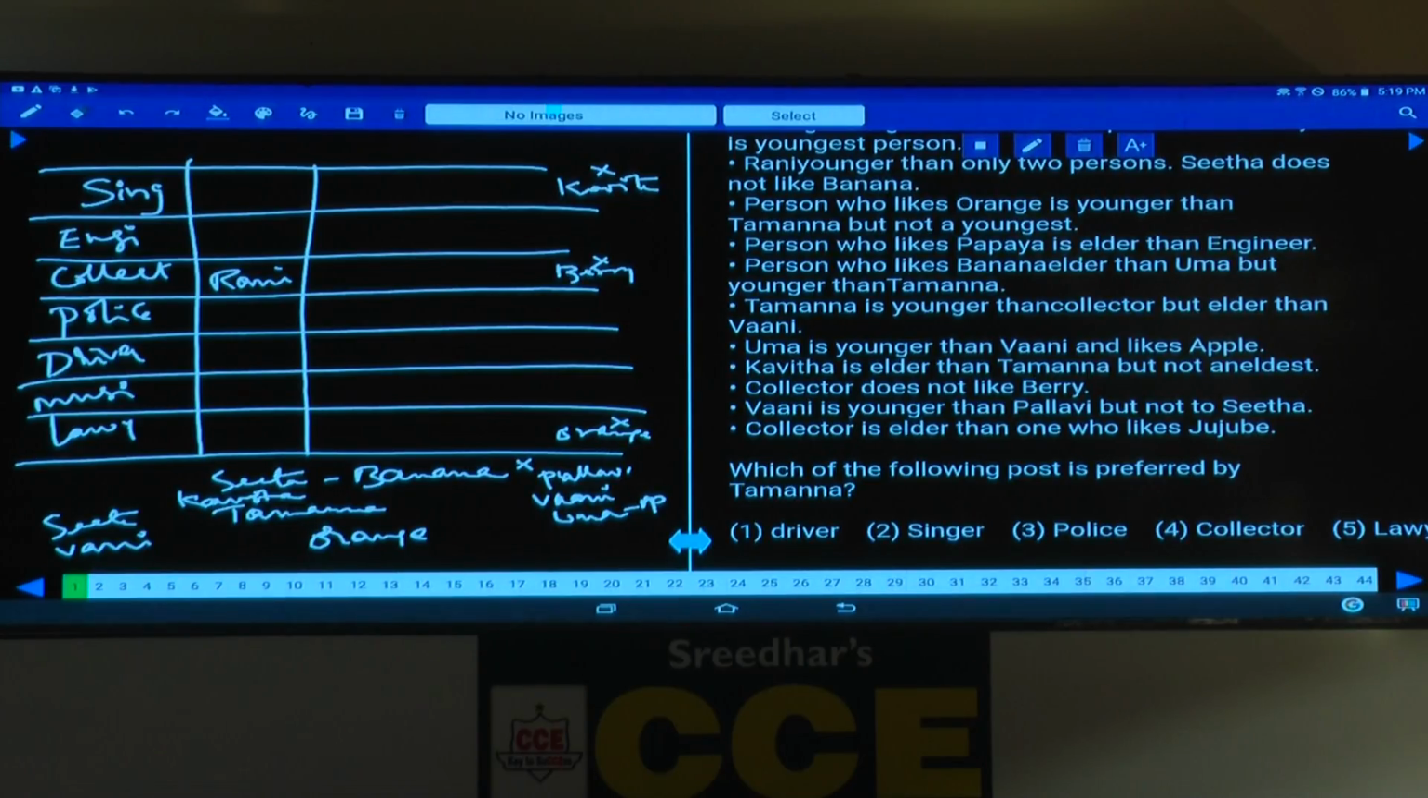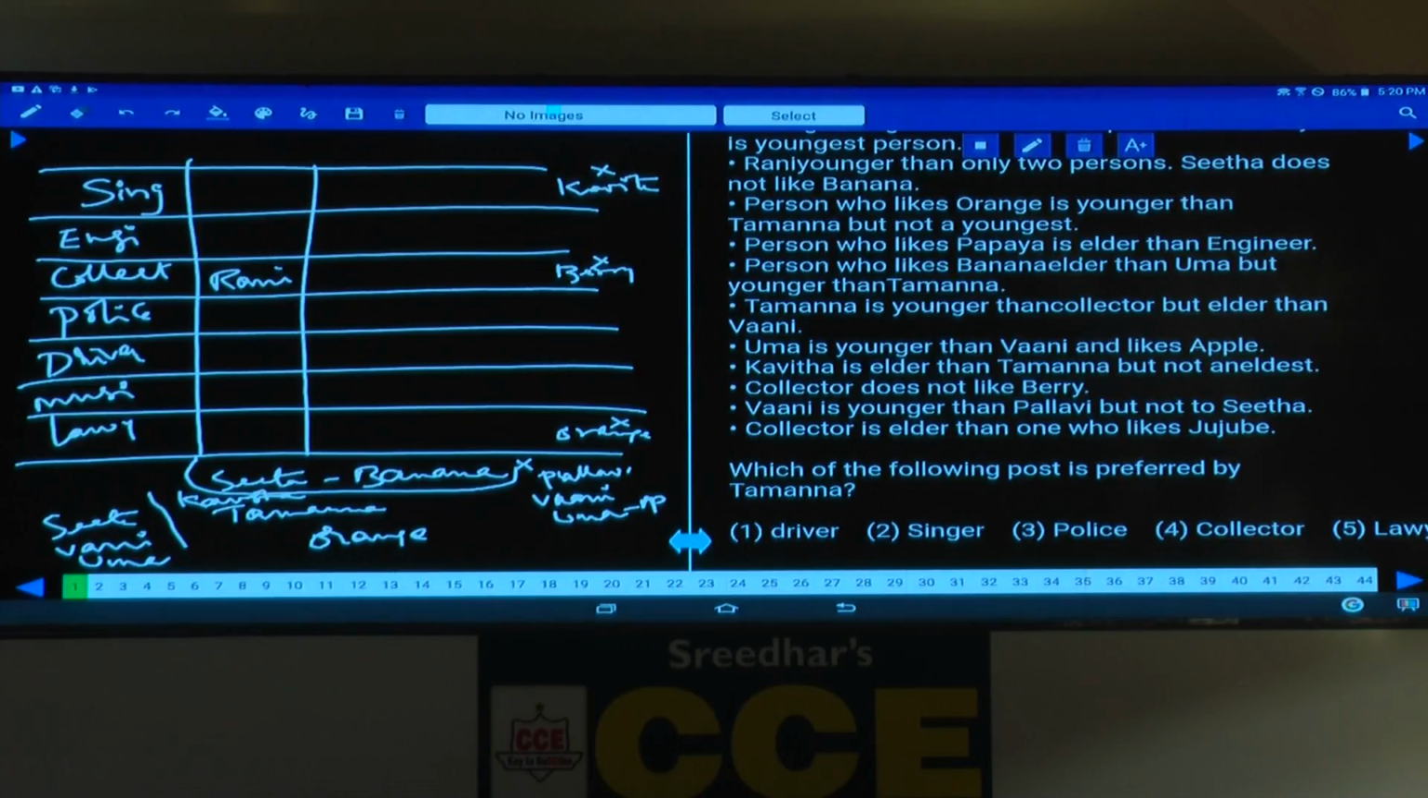Now can we take this Kavita at this place? Kavita and Tamanna. And Sita is elder than this Vani. If you take Kavita at this place, Kavita and Tamanna, then Sita and banana must be together. Where should this Sita and banana be? Now Uma is younger than this one. And Sita, Vani and Uma must be like this.